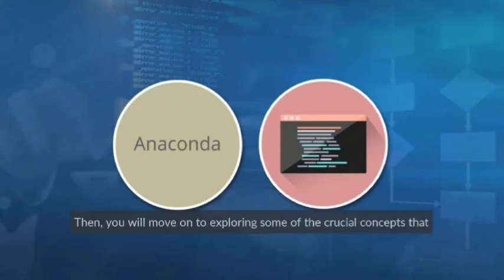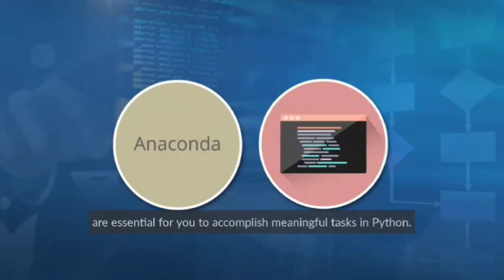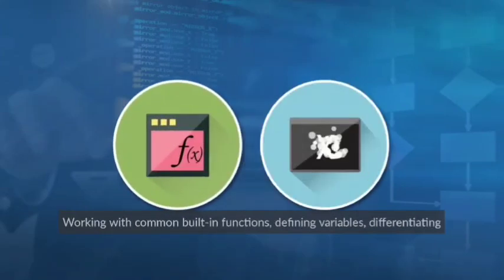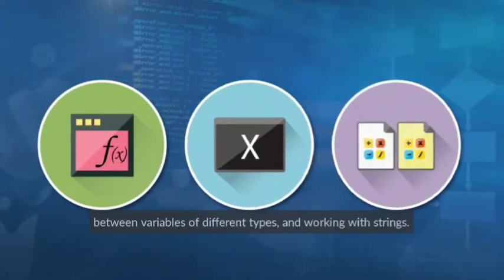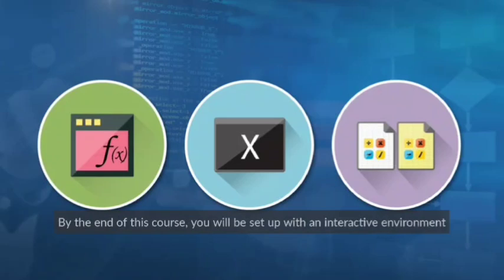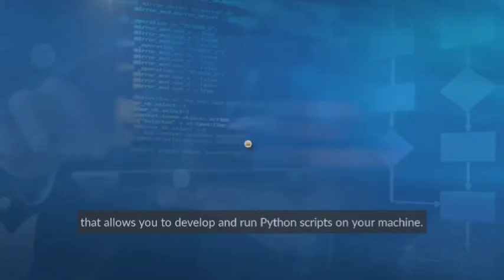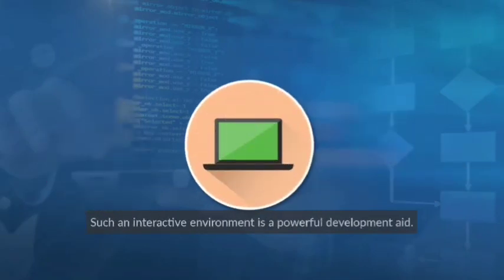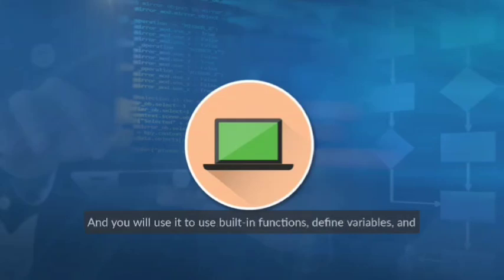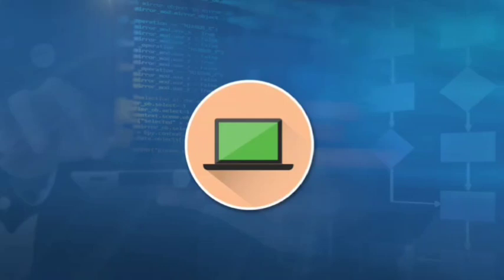Then you will move on to exploring some of the crucial concepts that are essential for you to accomplish meaningful tasks in Python. Working with common built in functions, defining variables, differentiating between variables of different types, and working with strings. By the end of this course, you will be set up with an interactive environment that allows you to develop and run Python scripts on your machine. Such an interactive environment is a powerful development aid, and you will use it to use built in functions, define variables, and create and manipulate simple as well as multi line strings.